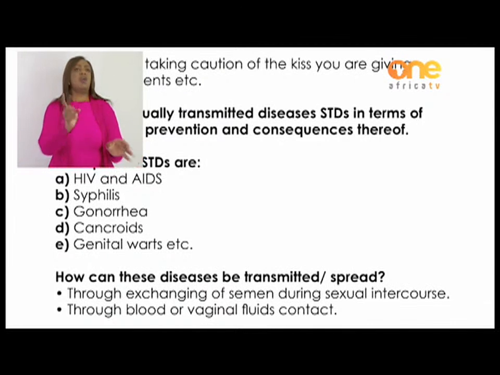The next thing says that we must be able to describe sexually transmitted diseases, STDs, in terms of transmission, prevention, and consequence. So first we are going to look at how these STDs transmit, second how to prevent them from spreading, and last the consequences. But first, let's look at some examples of STDs. Examples of STDs are HIV and AIDS, syphilis, gonorrhea, chancroids, and genital warts.